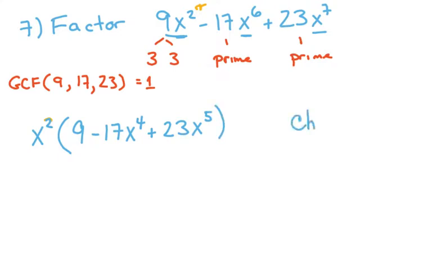And then check. So remember how I'm doing this. To get that last term, for example, I just took 23x to the 7th and divided by x squared. And that gave me my answer.